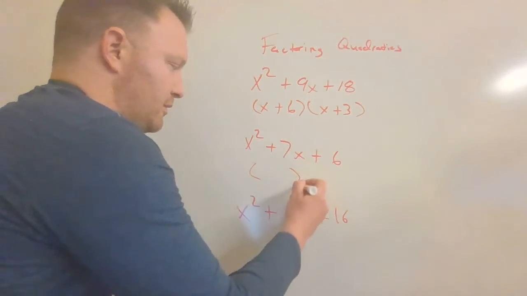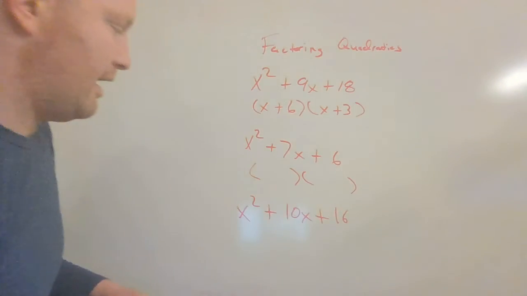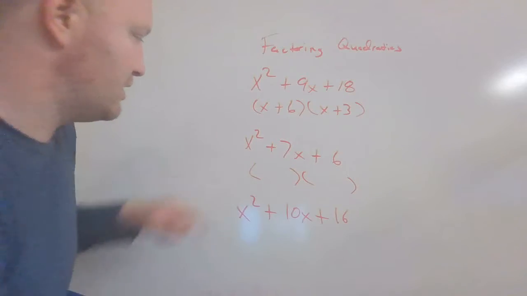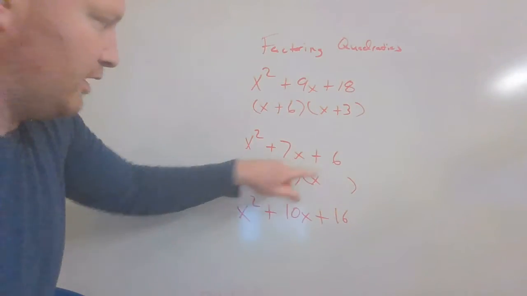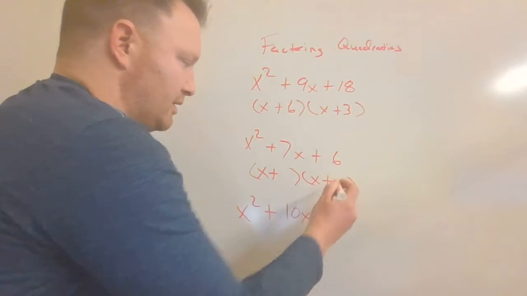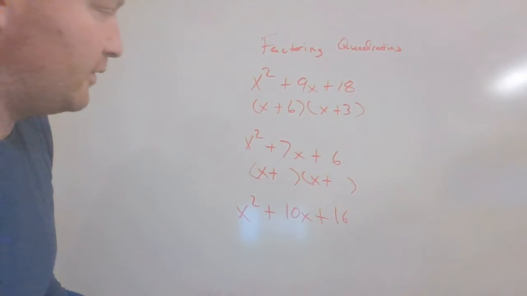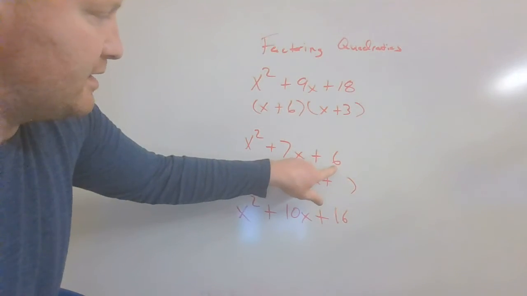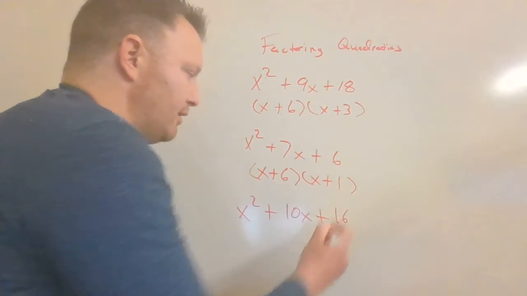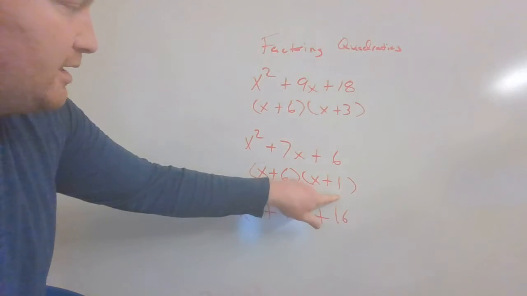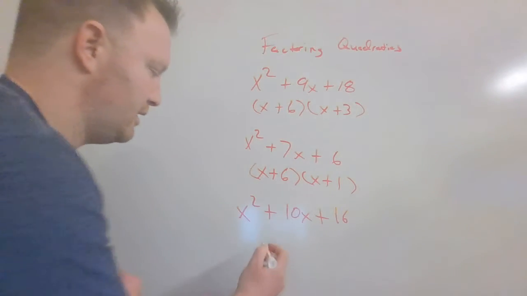Going on down. Let's do this one, okay? Now I got another one. Leading coefficients x, very simple, x and x, okay? Plus and plus, plus and plus. You'll see why this is important later on, okay? What multiplies to 6 that adds to 7? Very simple, 6 and 1. 6 times 1 is 6, 6 plus 1 is 7, good to go.